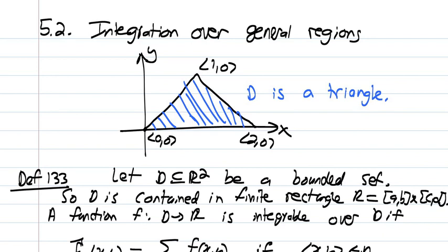This means we either have to come up with a new definition, or we have to alter our current definition. Now, if you look at this triangle D, this is a bounded set.